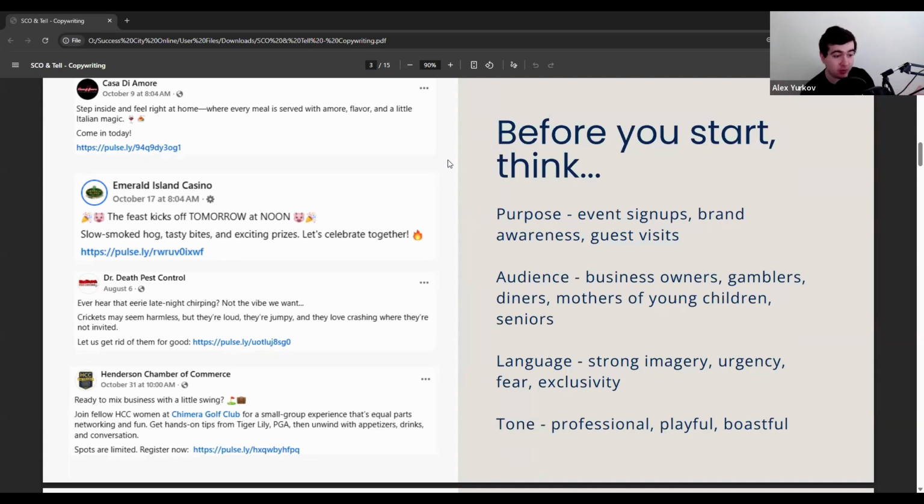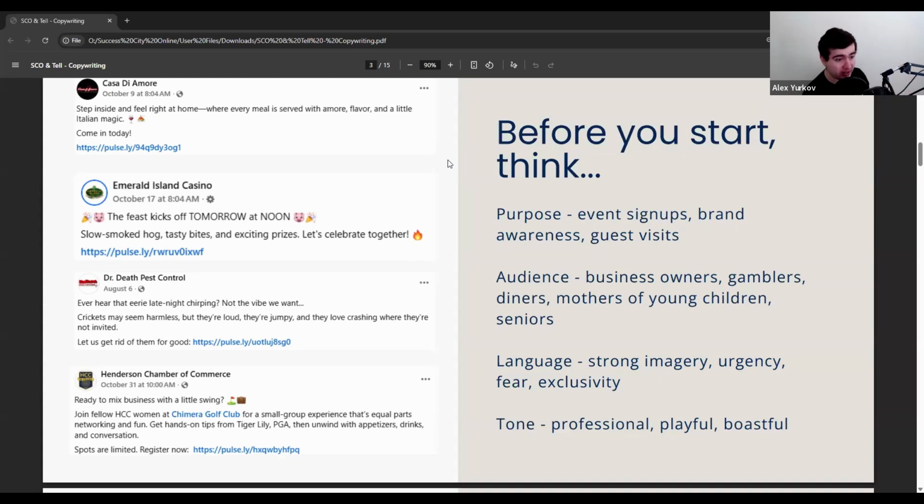For example, what's the purpose of this post? It could be event signups. We write a lot of posts about signing up to some networking event. Brand awareness. We do this a lot for all accounts: this is what our brand is about, this is what you want to think of when you think of this company. Or you want to send people to visit some location. That could be various purposes. You could also make a post to thank someone. That happens often: thank you to this sponsor for this event.